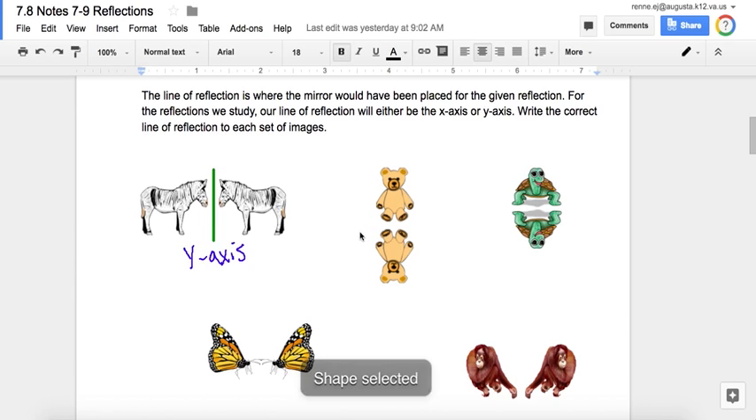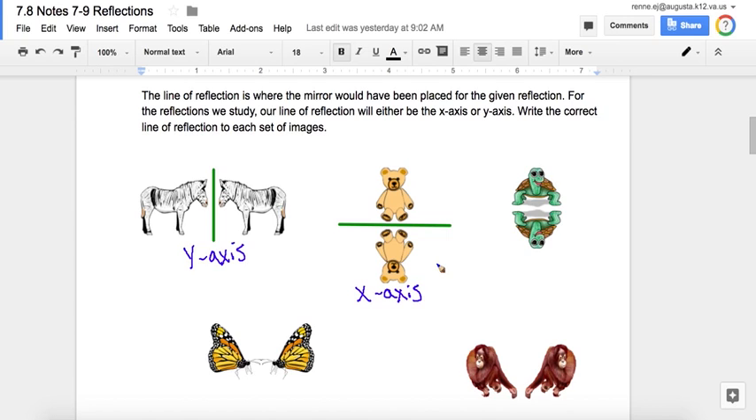Okay, we have some teddy bears here. So the mirror would be right here. And now I'm drawing a horizontal line. And a horizontal line is what axis? Hopefully you said the x-axis. So at this point, you can go ahead and pause the video and then turn it back on to see if you are correct in the turtle, the butterfly, and the orangutan.